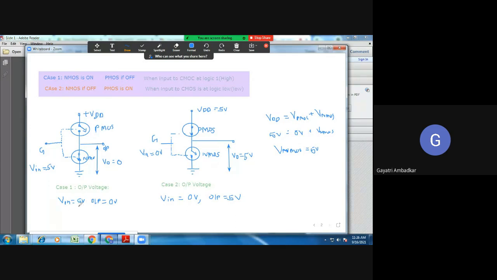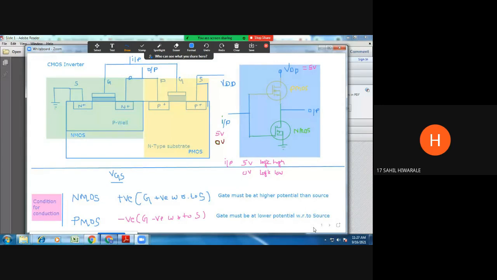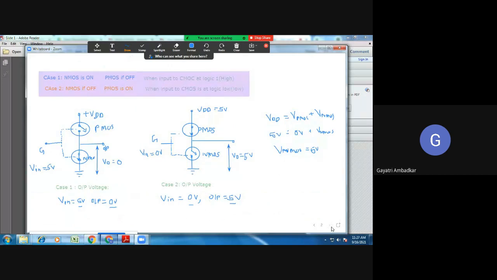When you give logic high, you get logic low at the output. When you apply logic low at the input, you get logic high at the output. Is it clear? Have you understood CMOS? Yes, ma'am. Look at the construction, the circuit diagram, then operation as a CMOS inverter. Okay, so I hope everybody has understood this.